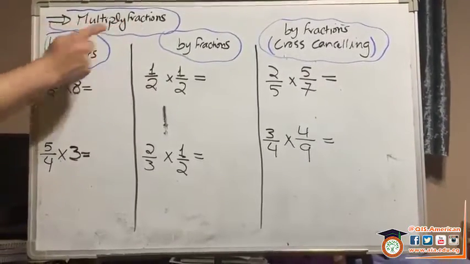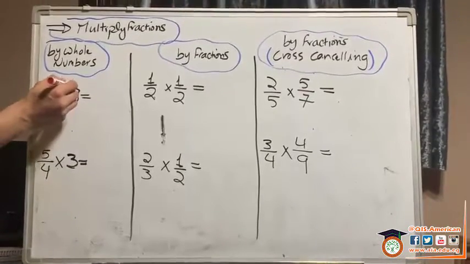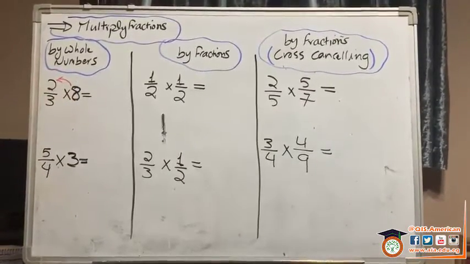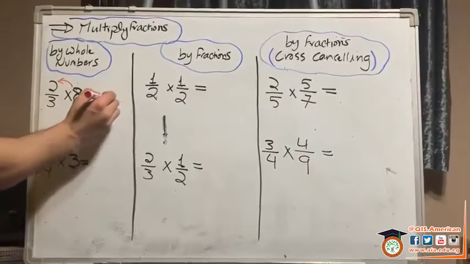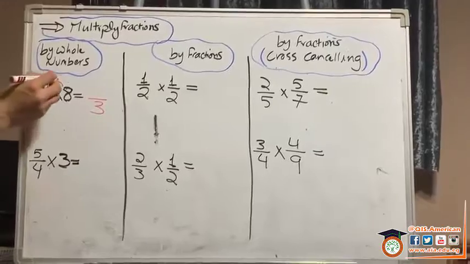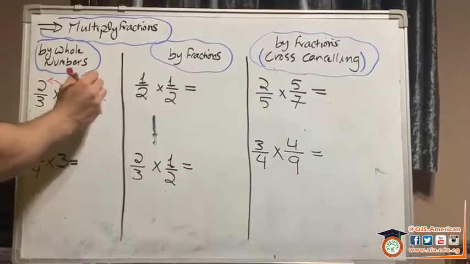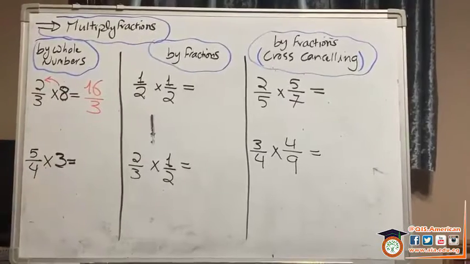If we are multiplying fractions by whole numbers, this is very simple and very easy. The whole number gets multiplied to the numerator, and that's it. You keep the denominator as it is, and you multiply the whole number to the numerator. So what's 8 multiplied by 2? It's 16. So now I have 16 over 3.